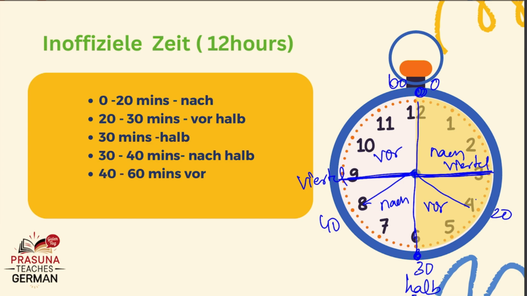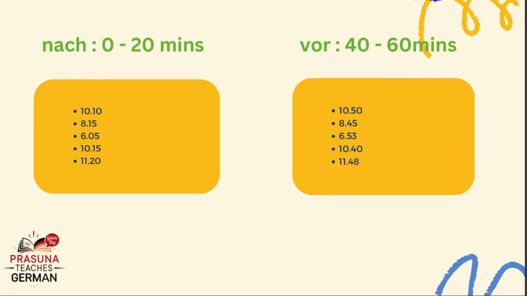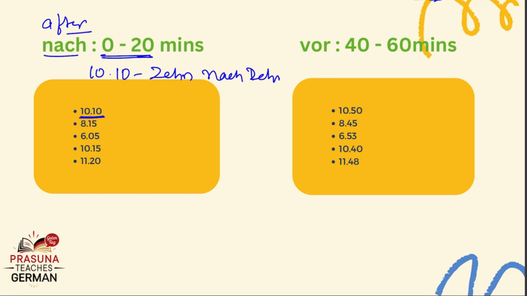Let us see the representation of the time quadrant by quadrant. First we will discuss how to express time from 0 to 20 minutes. For example, 10:10. What is the meaning of 10:10? It is 10 minutes after 10. You have to write the same thing in German. You know, nach is after. So, you know how to say 10. 10 minutes after 10: 10 nach 10.